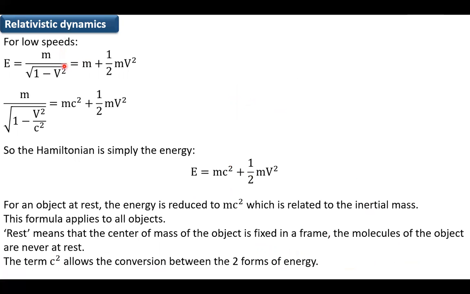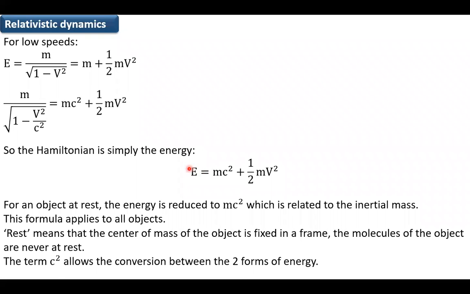For low speeds, radical 1 minus v squared, so it's 1 minus v squared to the power, if you get it on the upper side of the equation, 1 minus v squared to the power minus half, and if v squared tends to 0, it's 1 plus half v squared. So it is equal to m plus half mv squared. Or if you arrange the dimensions, if you add the c squared, m over the radical 1 minus v squared over c squared is mc squared plus half mv squared, which is equal to the energy.